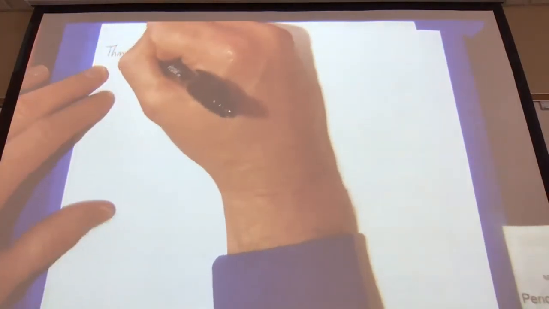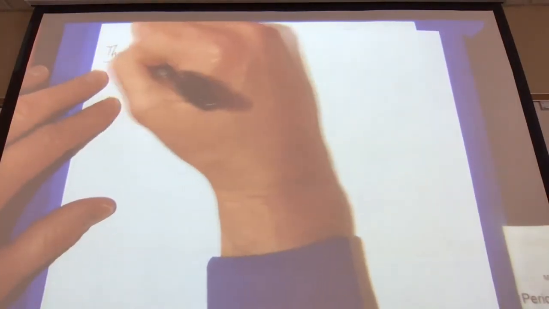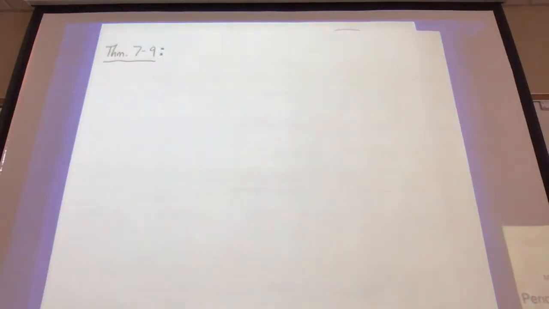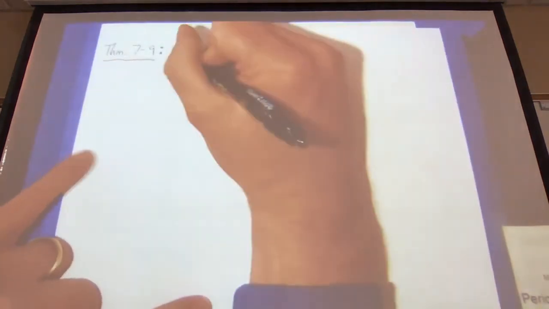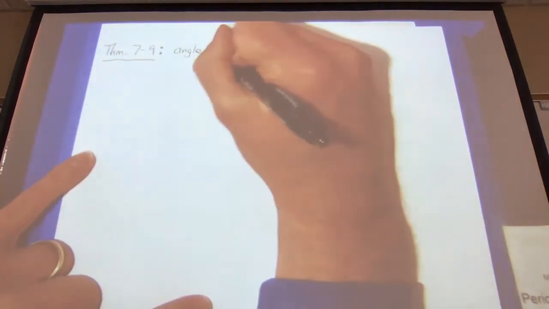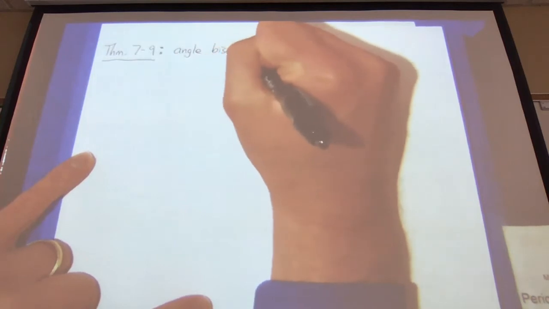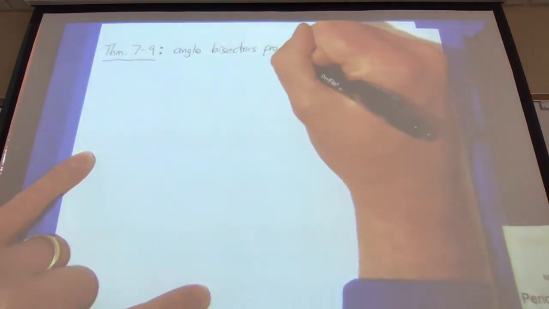Theorem 7.9 is going to start the exact same way. We're going to have two triangles that are similar to each other. Theorem 7.8 told us the altitudes would be proportional to a set of corresponding sides. In Theorem 7.9, our angle bisectors are going to be proportional to a set of corresponding sides.